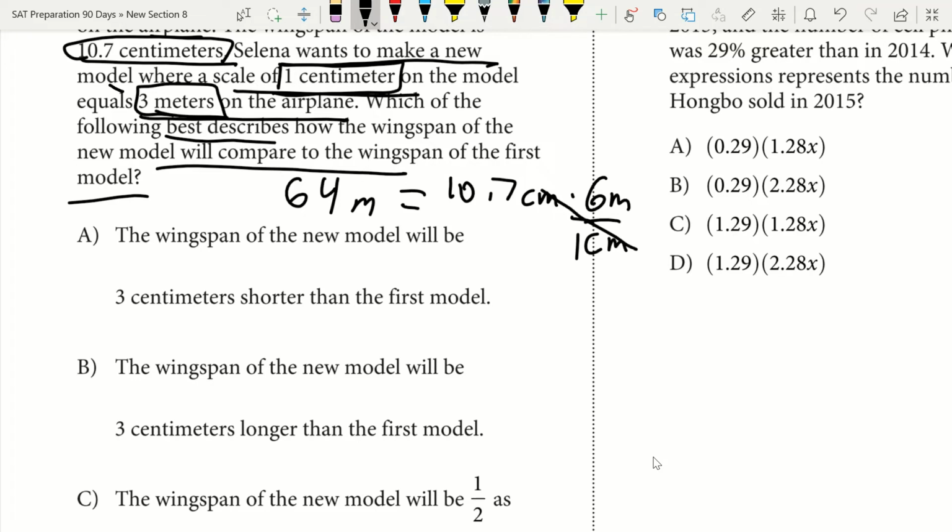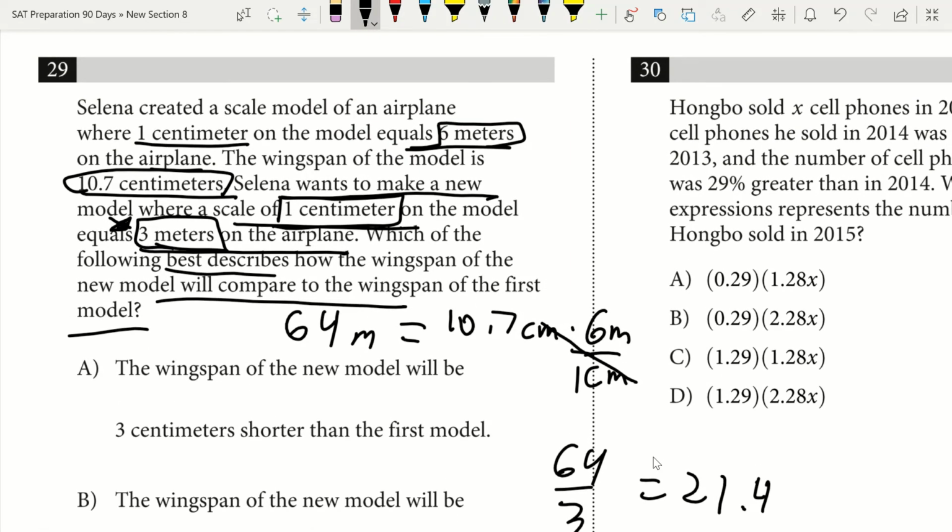Well, now in my new one, if I want it to be 3 meters for each centimeter on the model, then I would take that 64 and divide it by 3, and that's going to give me something that's much larger than that 10 centimeters, right? That's going to give me something right around 21, okay? 21.4 or something. So that's going to give me something that's just about double, right? Which makes sense because we're doubling that scale, right?